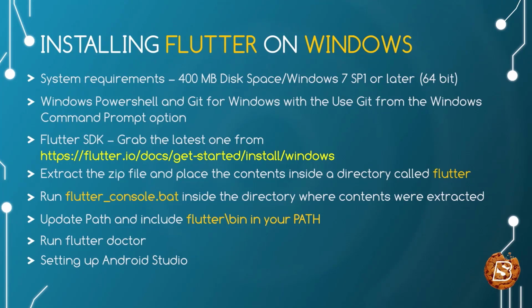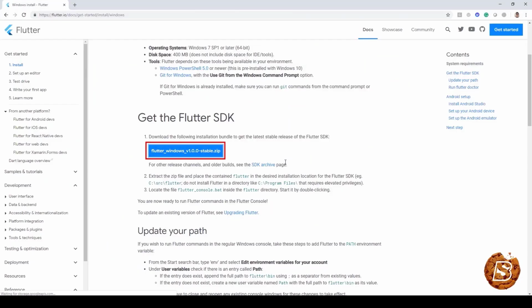We'll be covering how to install Flutter and integrate it with Visual Studio Code on Windows operating system. I already have Android Studio set up on my system, so what I'll do now is quickly show you how to download the Flutter SDK, extract it, and run the flutter_console.bat file. So let's get started. Here I'll be downloading the Flutter Windows version 1.0.0 stable.zip. It's around 321 MB. It will take a couple of minutes to download.